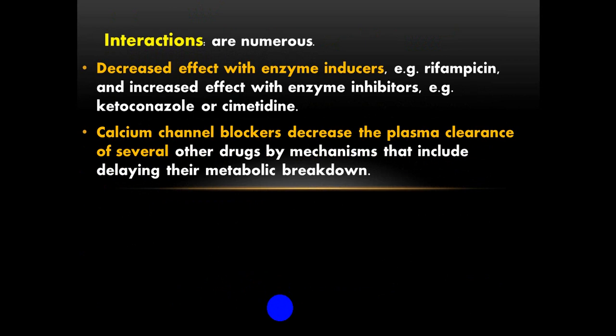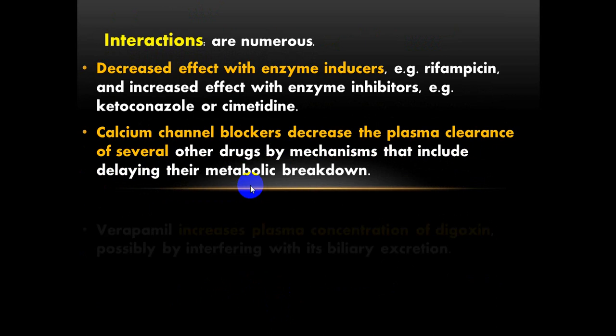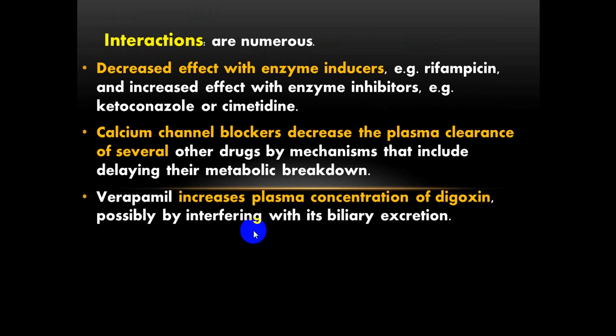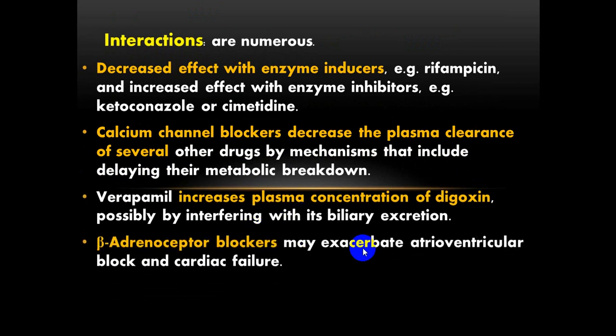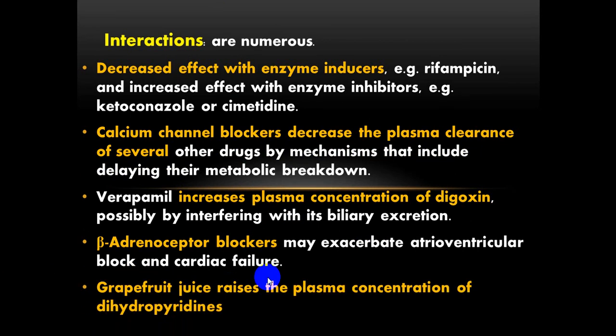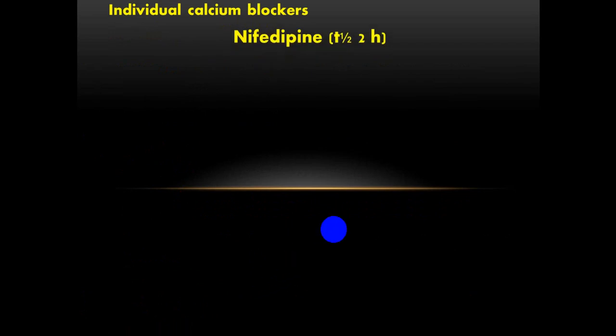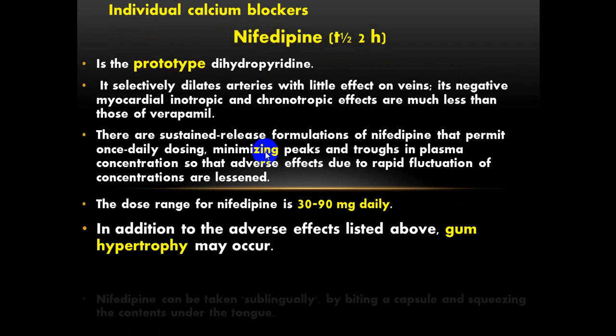Interactions: decreased effect with enzyme inducers, for example rifampicin. Calcium channel blockers decrease the plasma clearance of several drugs. Verapamil increases the plasma concentration of digoxin. Beta blockers may exacerbate atrioventricular block and cardiac failure. Grapefruit juice raises the plasma concentration of dihydropyridines.